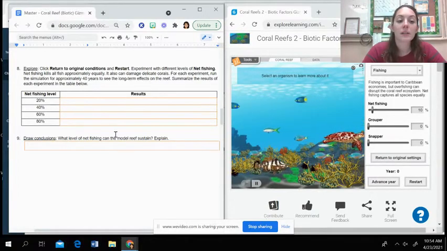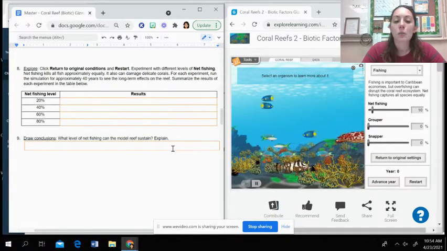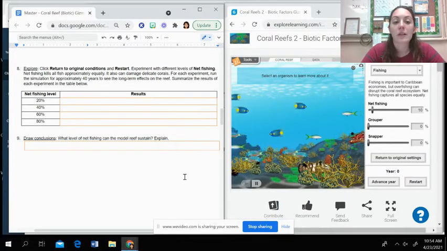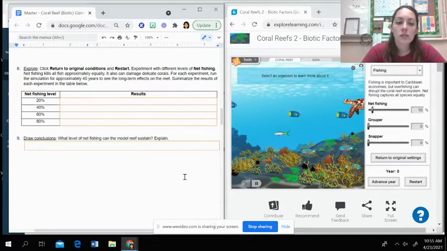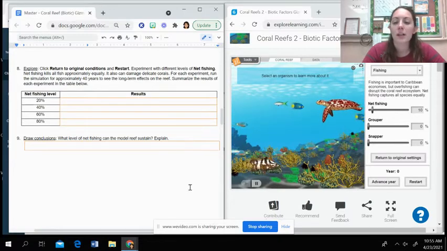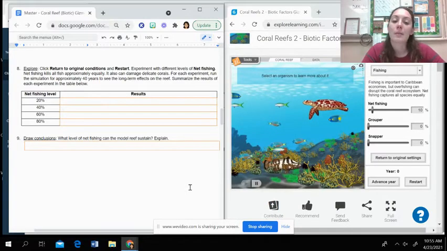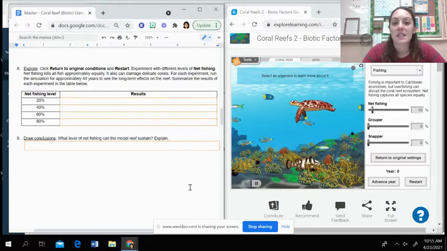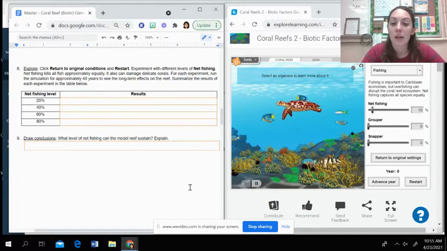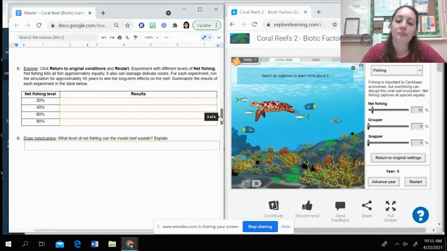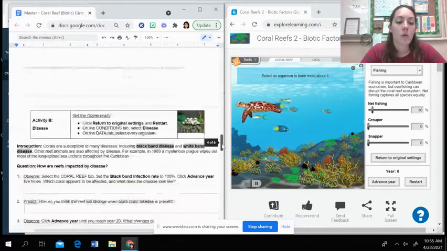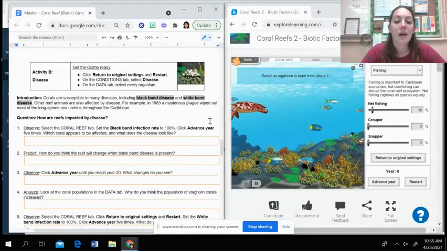And then you're going to look at the varying levels of net fishing to see which level the coral reef ecosystem could actually sustain and which ones would pretty much destroy the coral reef. So when you look at your results and you look at the data table and what you saw, explain what happened to the fish or what happened to the coral. Did things disappear? Did something bloom and overgrow or overpopulate the area? Things like that.